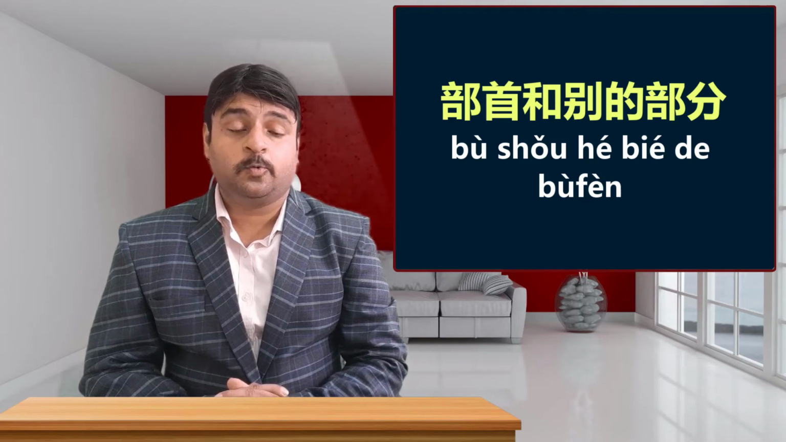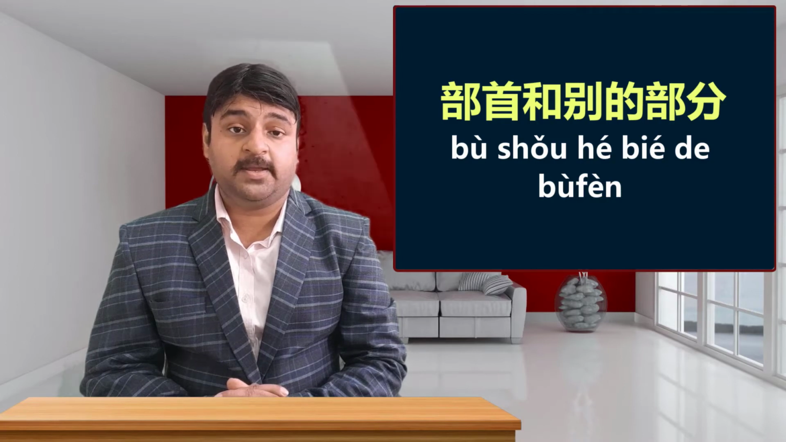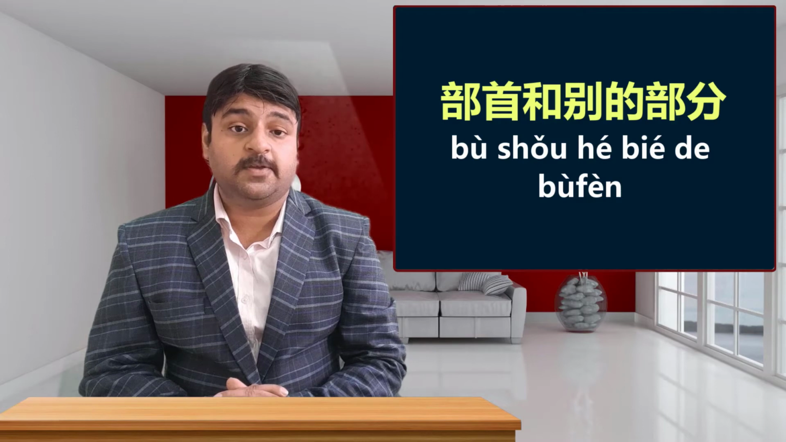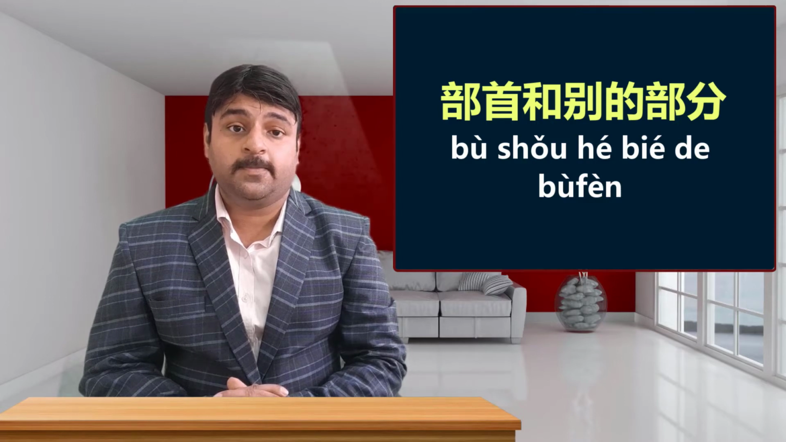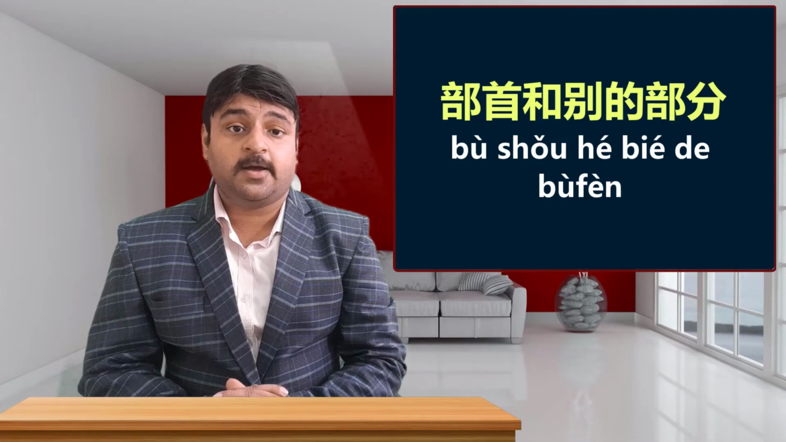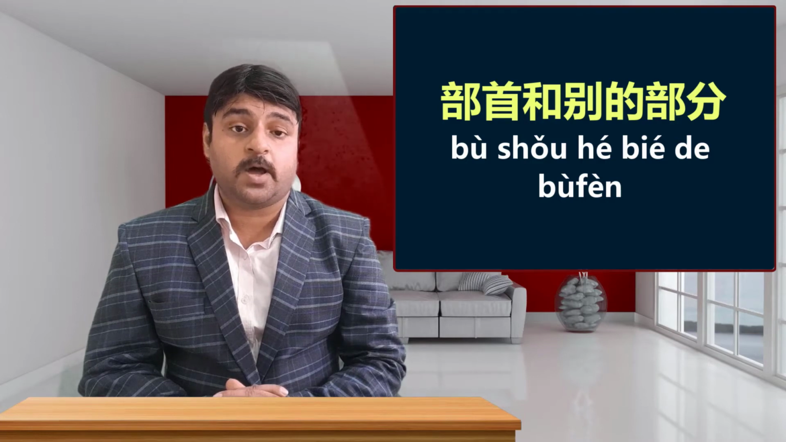So as we know, there are two parts in a Chinese character. One is the radical part, which gives an idea about the meaning of a word, and the other part indicates the sound, or how this word should be spoken. The radical part is most of the time on the left side or at the top, and it gives us an idea about the meaning of the word, while the other part gives us an idea about how the word should be pronounced.